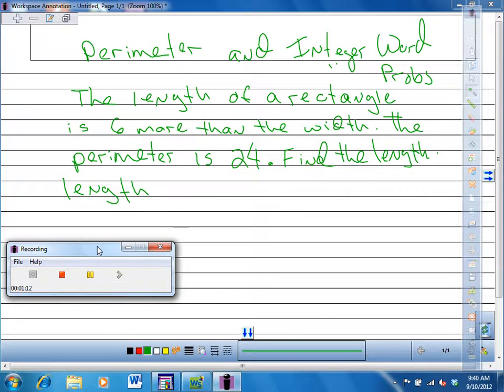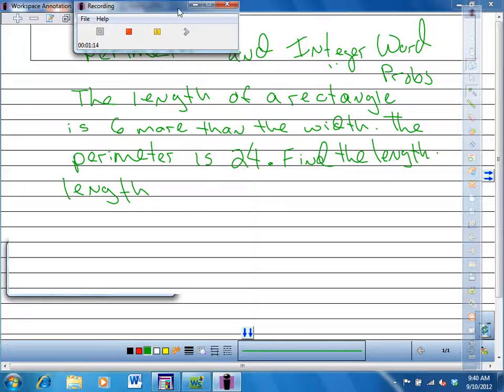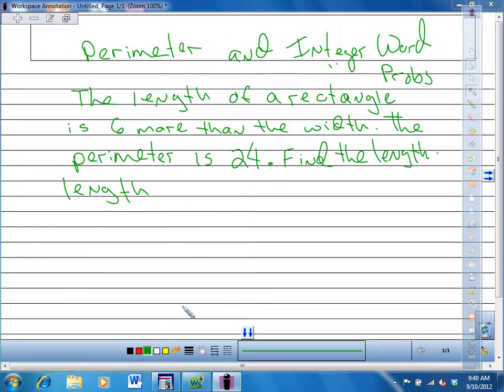Which is setting up a variable. Let's try to set up a variable. Who can tell me what I should let the variable be? Okay, Justin. Yep, let L equal what? Length. Okay. Now, 6 more than the width.